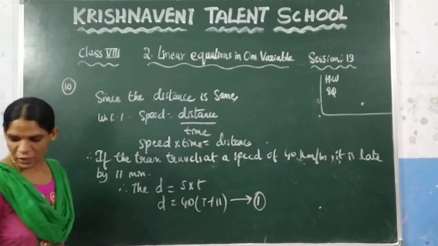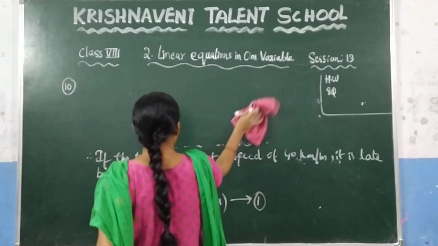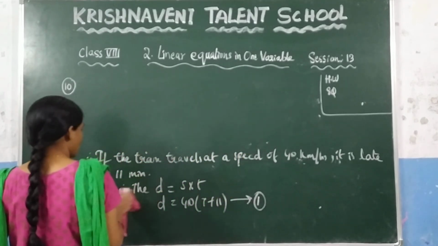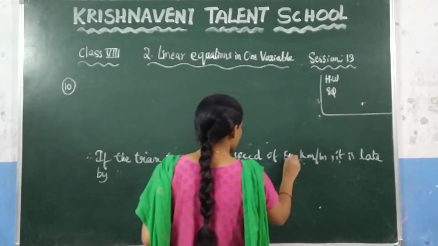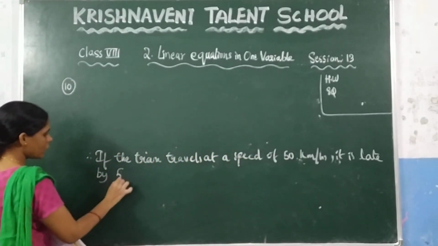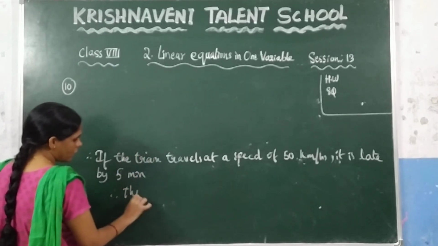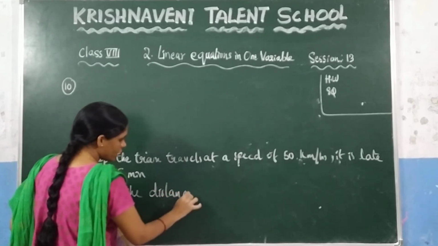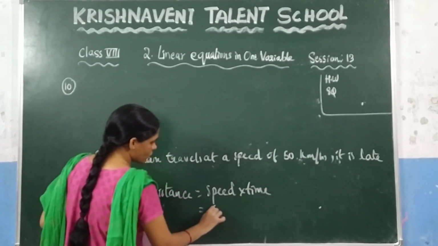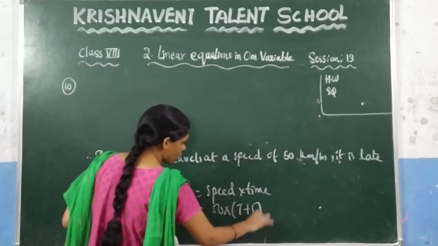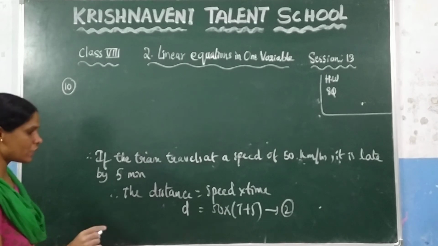Now the same thing, if the train is traveling at a speed of 50 kilometers per hour and it is late by how many minutes? 5 minutes. So again you will get one more equation. Therefore the distance is how much? Since the distance is nothing but speed into time. What is the speed in this condition, which is 50, and the time is t plus 5. So you got d is equal to 50 into t plus 5. This is the second equation. Before we have written the first equation.